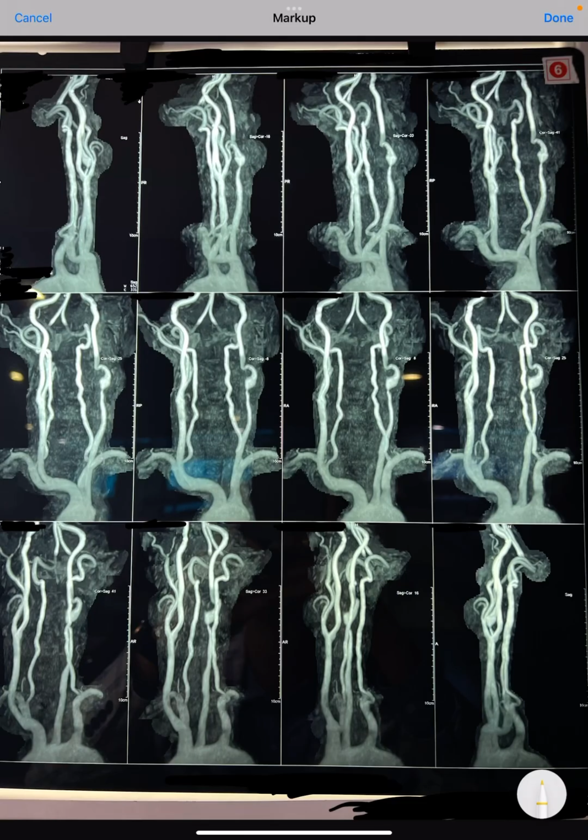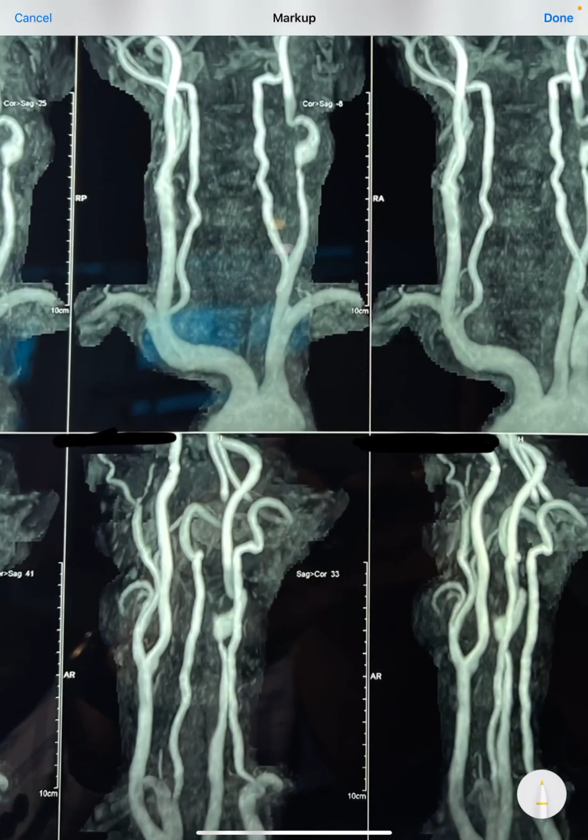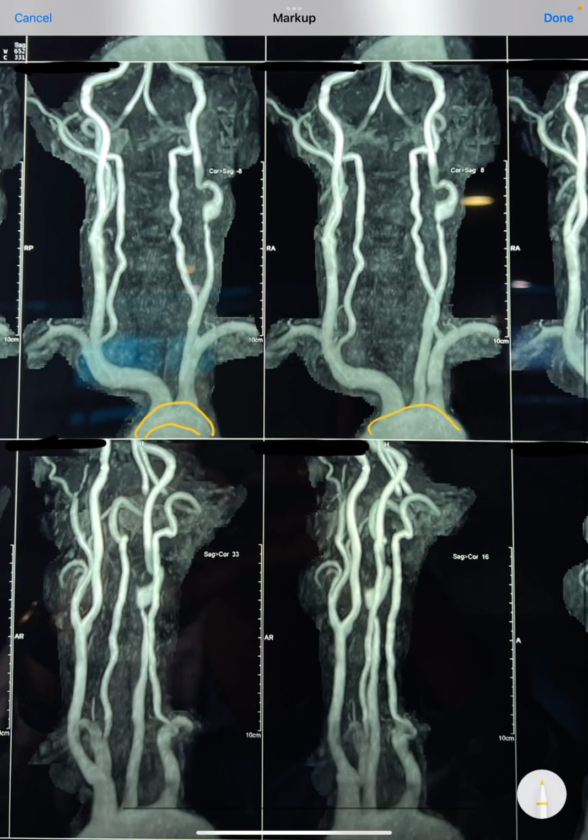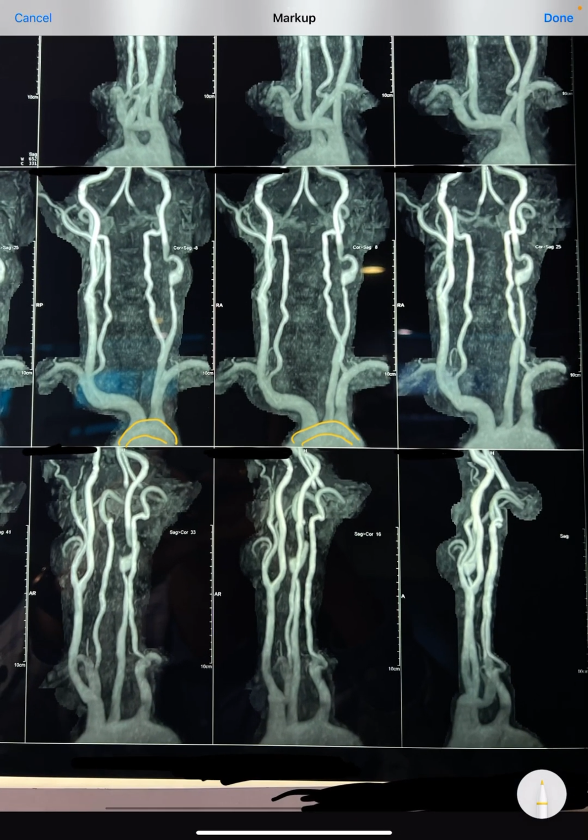Now we'll be discussing a very interesting MRI angiography of the brain. Now we know that this is the arch of aorta. This is the aorta from which the main arteries for the brain arise.